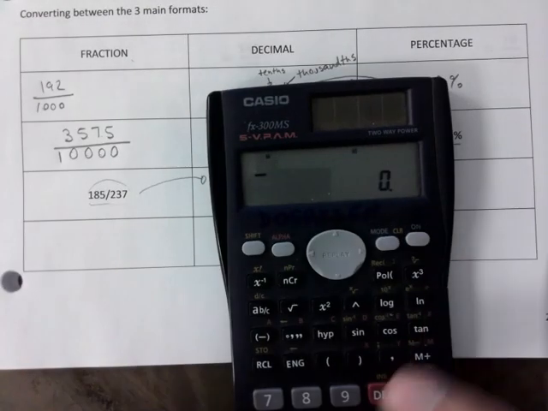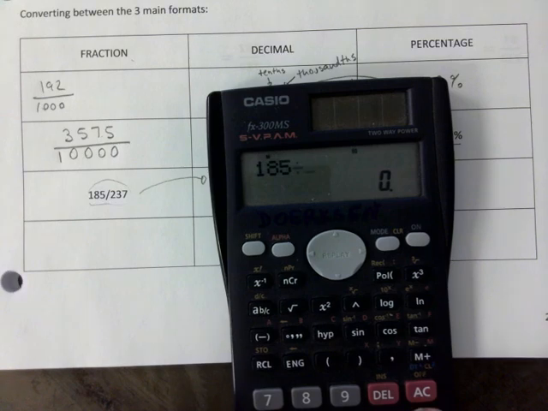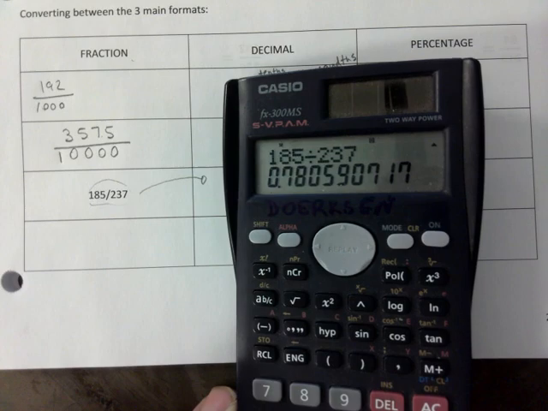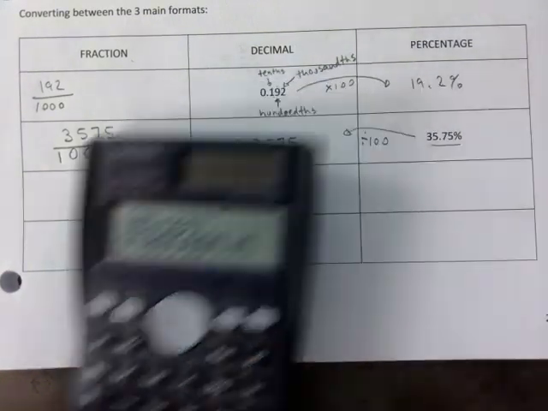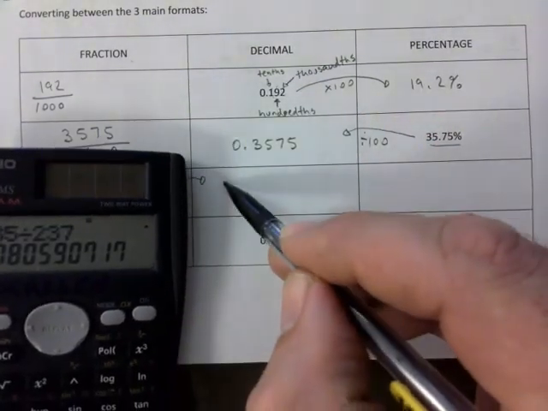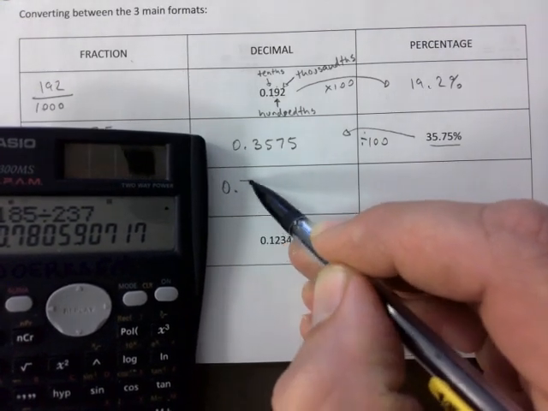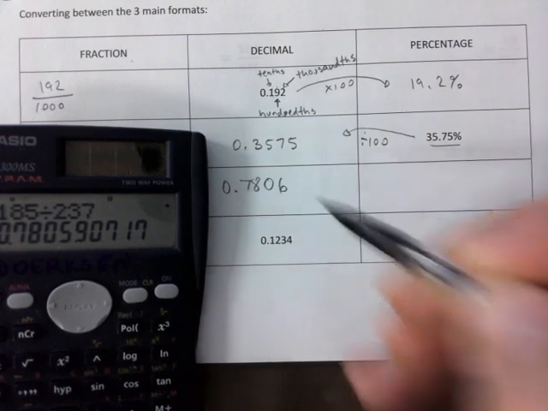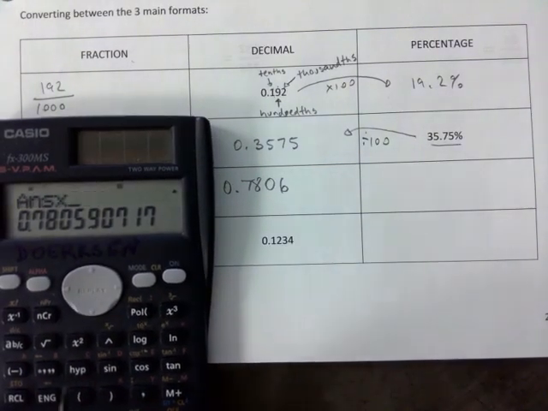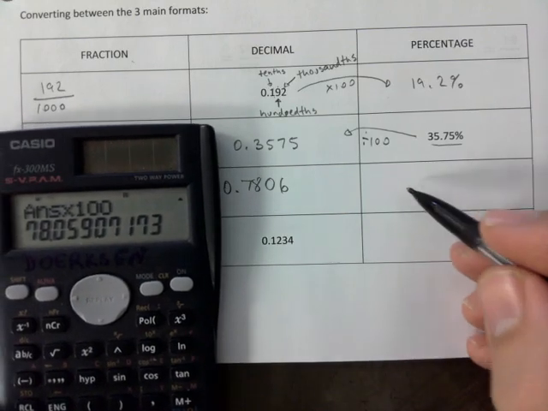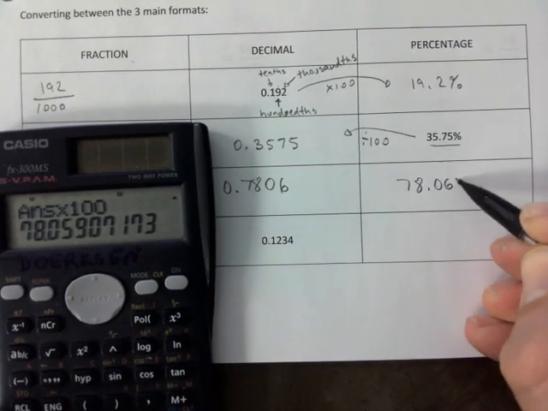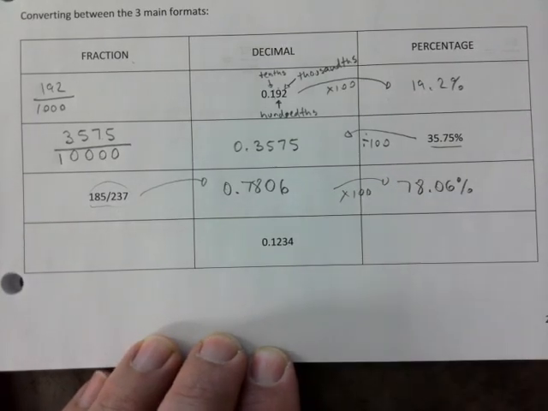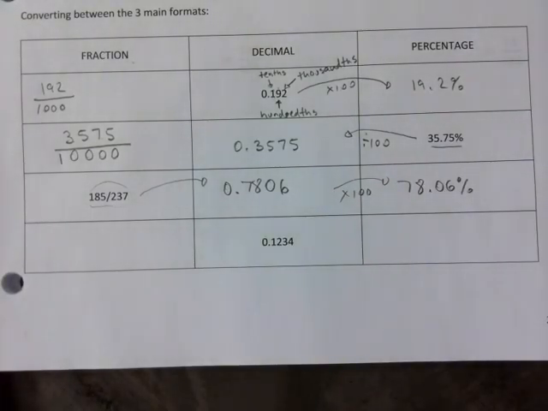So you just go 185 divided by 237. And there you go. I'm going to do 4 decimals, okay, guys? So what would that be rounded to 4 decimals? 0.7806. So, and then if you multiply that by 100, that's 78.06%. Okay, so you got to make sure, show yourselves how you went about it, right?